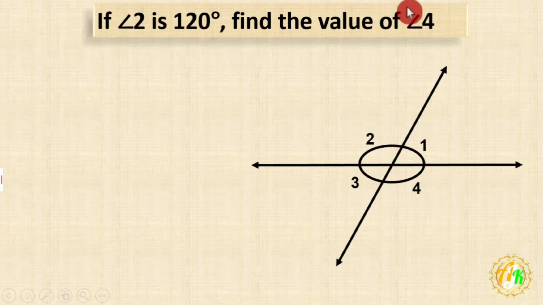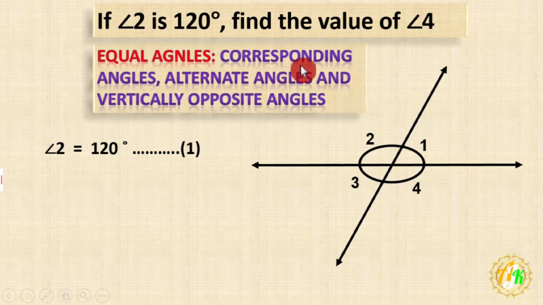Angle 2 is given, while angle 4 we have to find as they lie on the cross lines. Now angle 2 is given, so just write on it. Angle 2 and angle 4 lie on the opposite sides of cross lines. They are vertically opposite angles, and we know that equal angles, corresponding angles, alternate angles and vertically opposite angles are equal. So angle 4 is equal to angle 2.